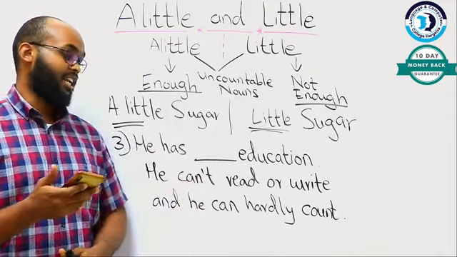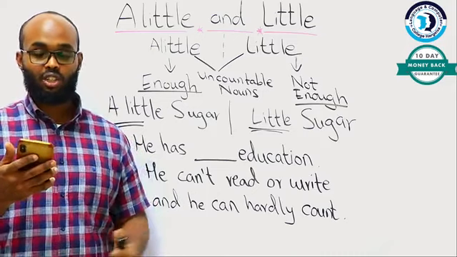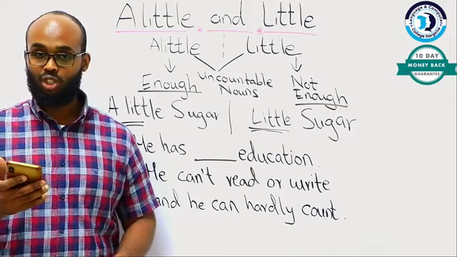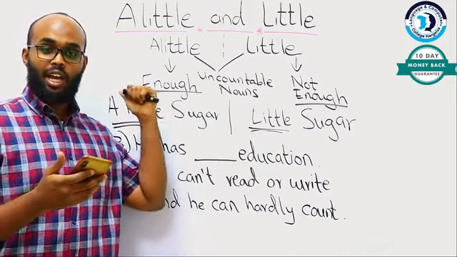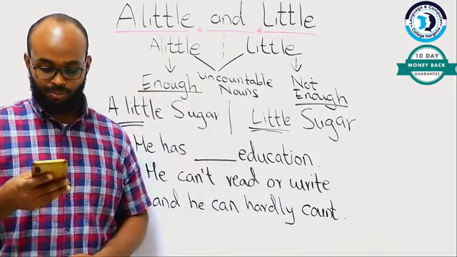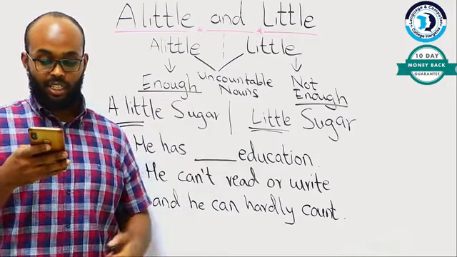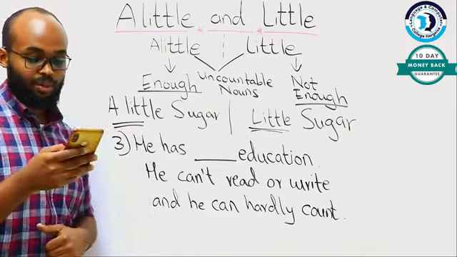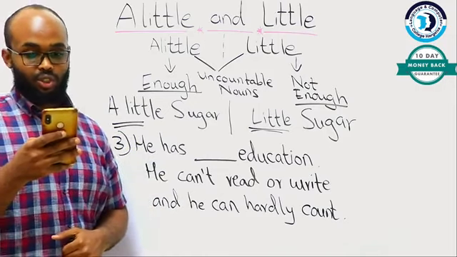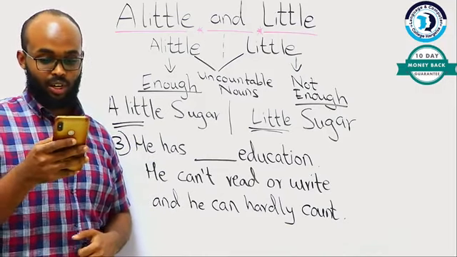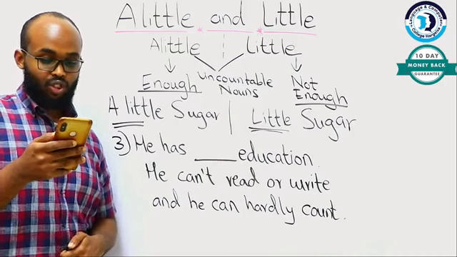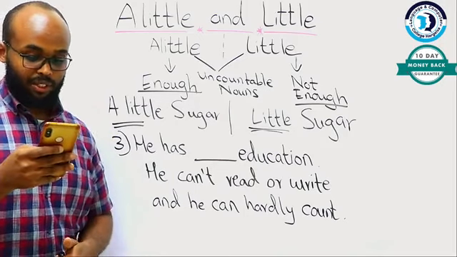Okay, try to listen again. So number three, he has dash education, he can't read or write, and he can hardly count. So what is the correct answer? Which is the correct answer? Little or a little? Okay, tell me. Write it down.